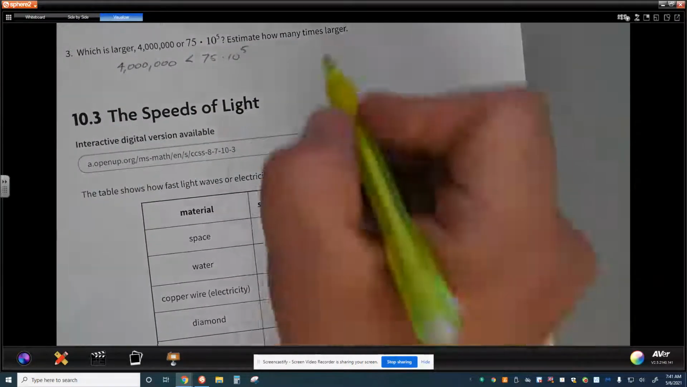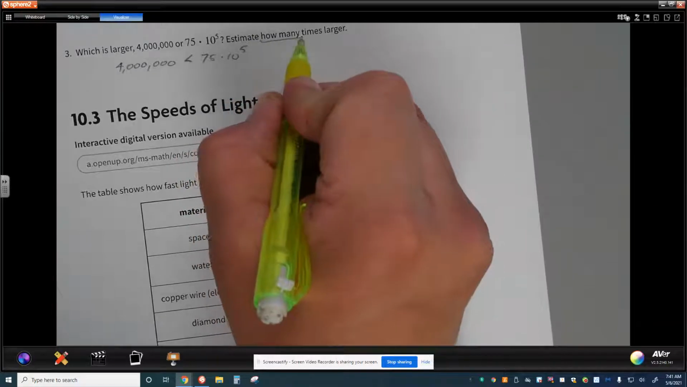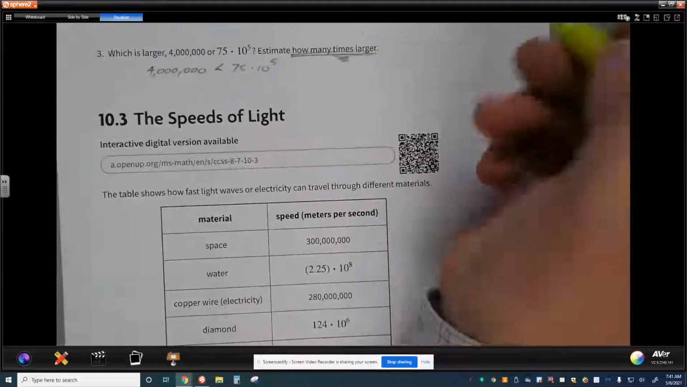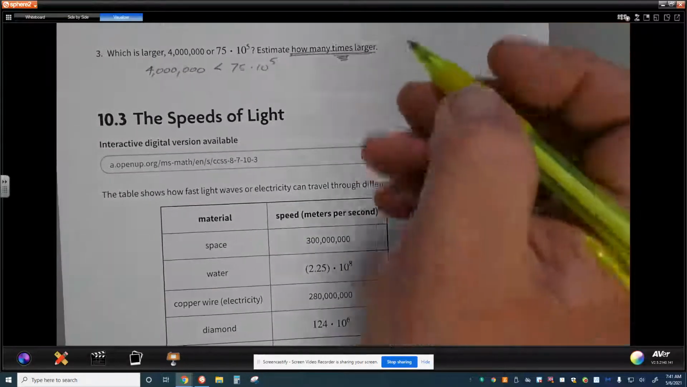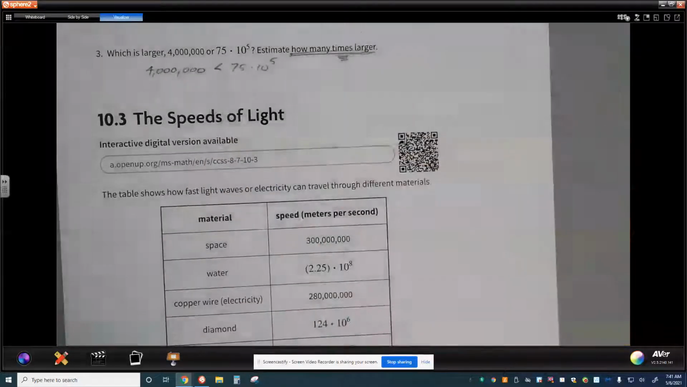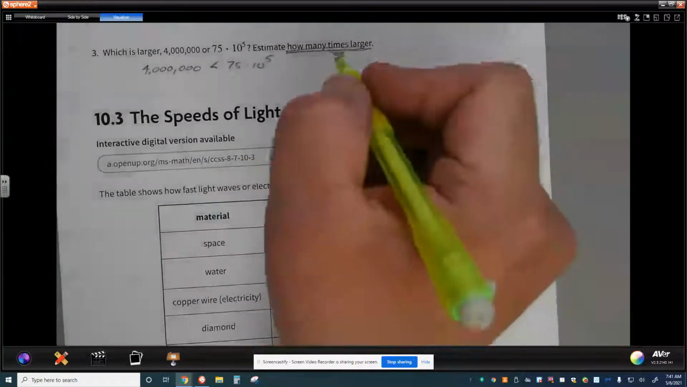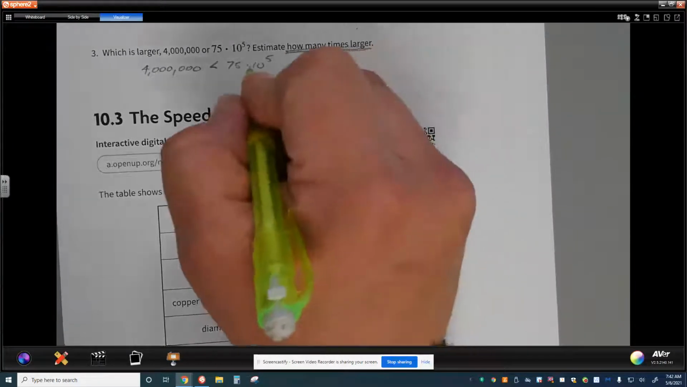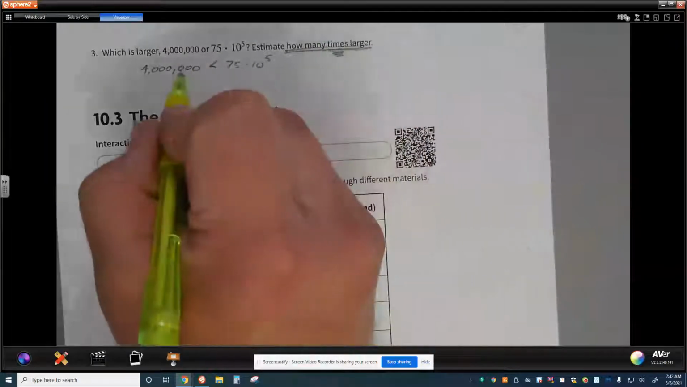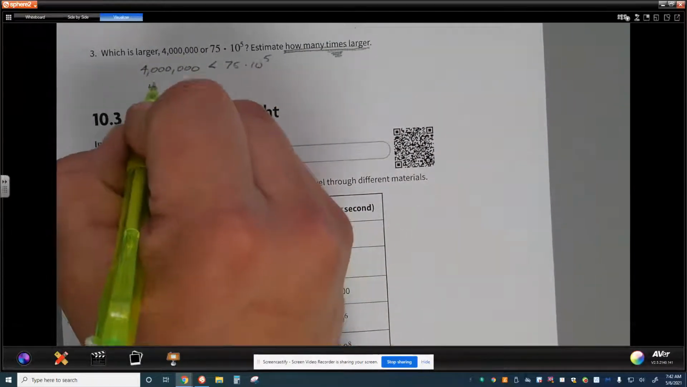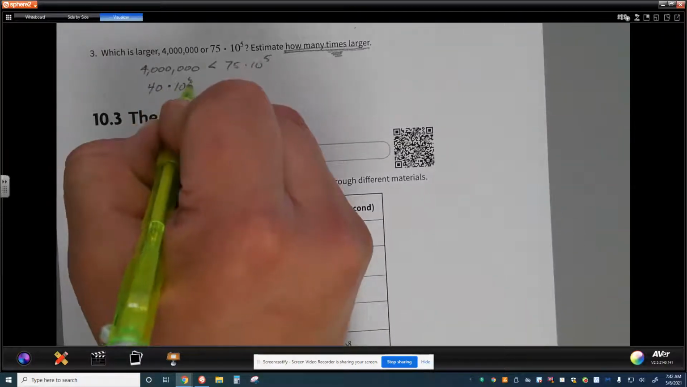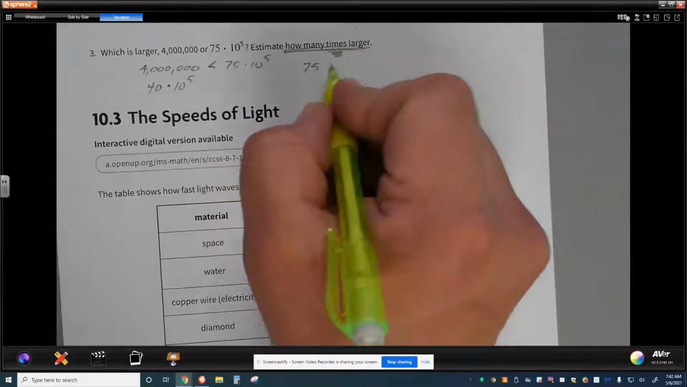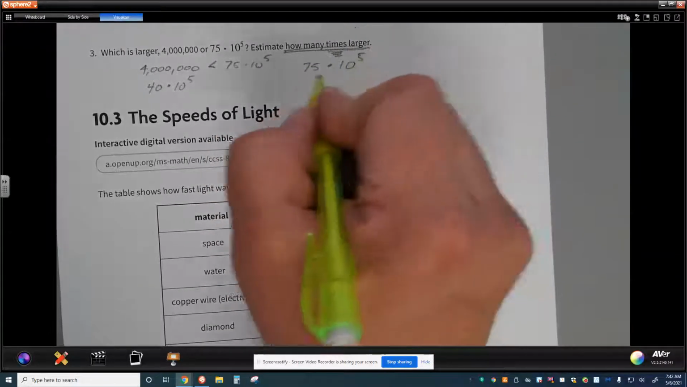Estimate how many times larger. This is a really key phrase right here. When we say how many times larger, we're indicating that we need to use division to compare these values. Now, what we can do is look at these as much smaller numbers. So looking at these as powers of 10, we can write 4 million as 40 times 10 to the 5th power. And then I can just use my quotient of powers concept to do the division.